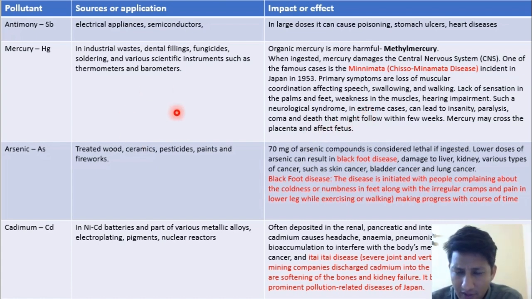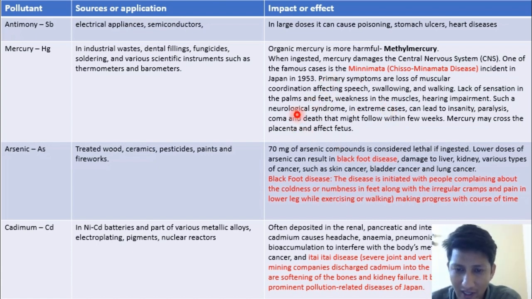This is a list of some of the chemicals and what they can do. You have to go through this list. These are the pollutants, for example mercury. Its sources are industrial waste, it is also used in dental fillings, and in thermometers we use a lot of mercury. It creates an organic substance called methyl mercury, and this is problematic. The names in red are the major diseases. Mercury causes Minamata disease. It happened in Japan in 1953 and it caused a lot of problems, weakness in the muscles, and then it also led to paralysis and many more things.